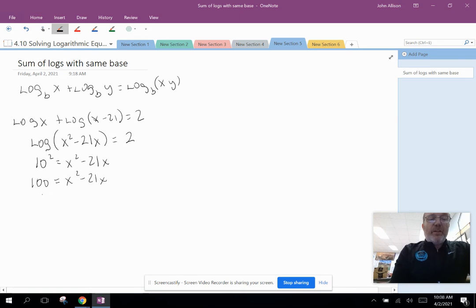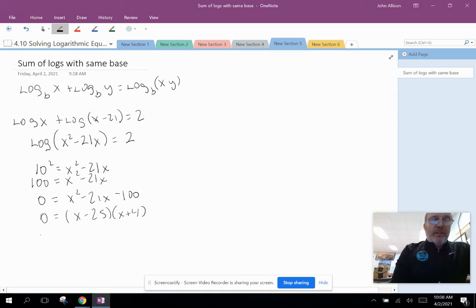We have a quadratic equation. We can solve that by getting everything equals 0. 0 equals x squared minus 21x minus 100. This is a factorable expression, so we can write x minus 25 times x plus 4 equals 0. That lets us know that x equals 25 or x equals negative 4.